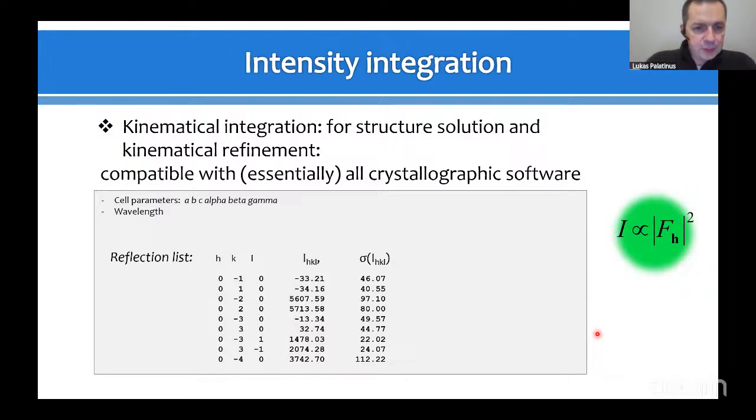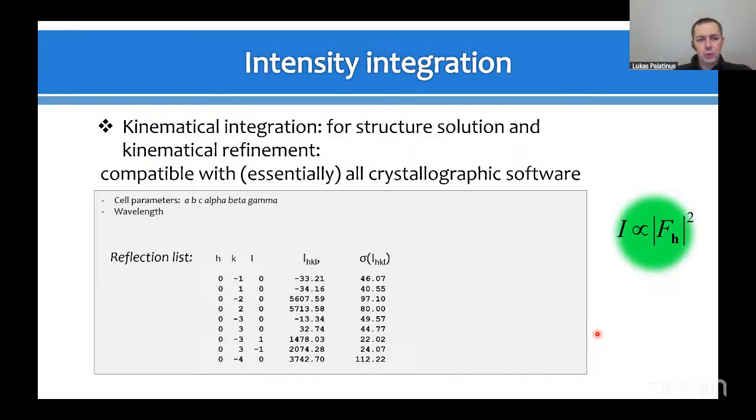So at this point, we have a list of intensities, and there are actually two different ways or two different types of intensity list, depending on what we want to do with the data in the next step.